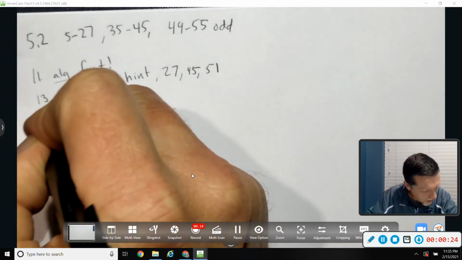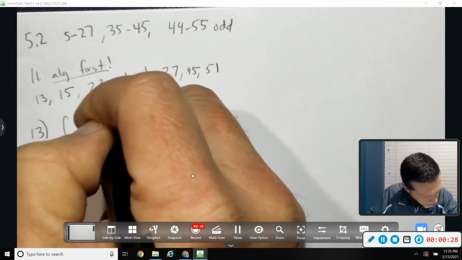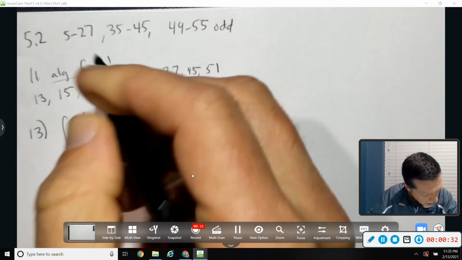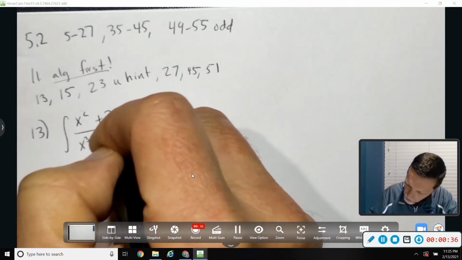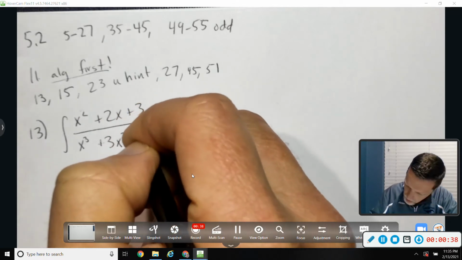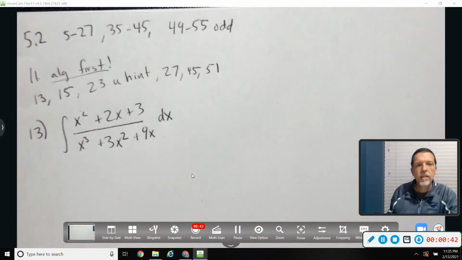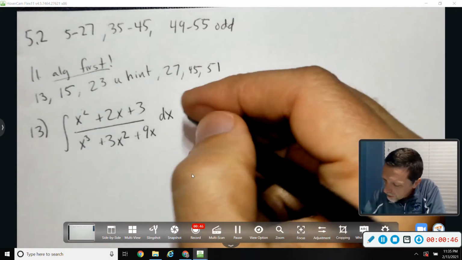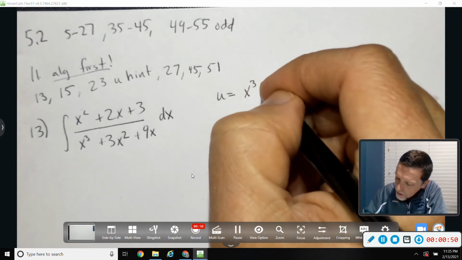Let's jump in at number 13. Looks terrible. Let's see what happens. X squared plus 2x plus 3 over x cubed plus 3x squared plus 9x. Right, awful looking problem. Like, what are we supposed to do with that? Except that usually we'll let u be the denominator and hope that things work out for us.